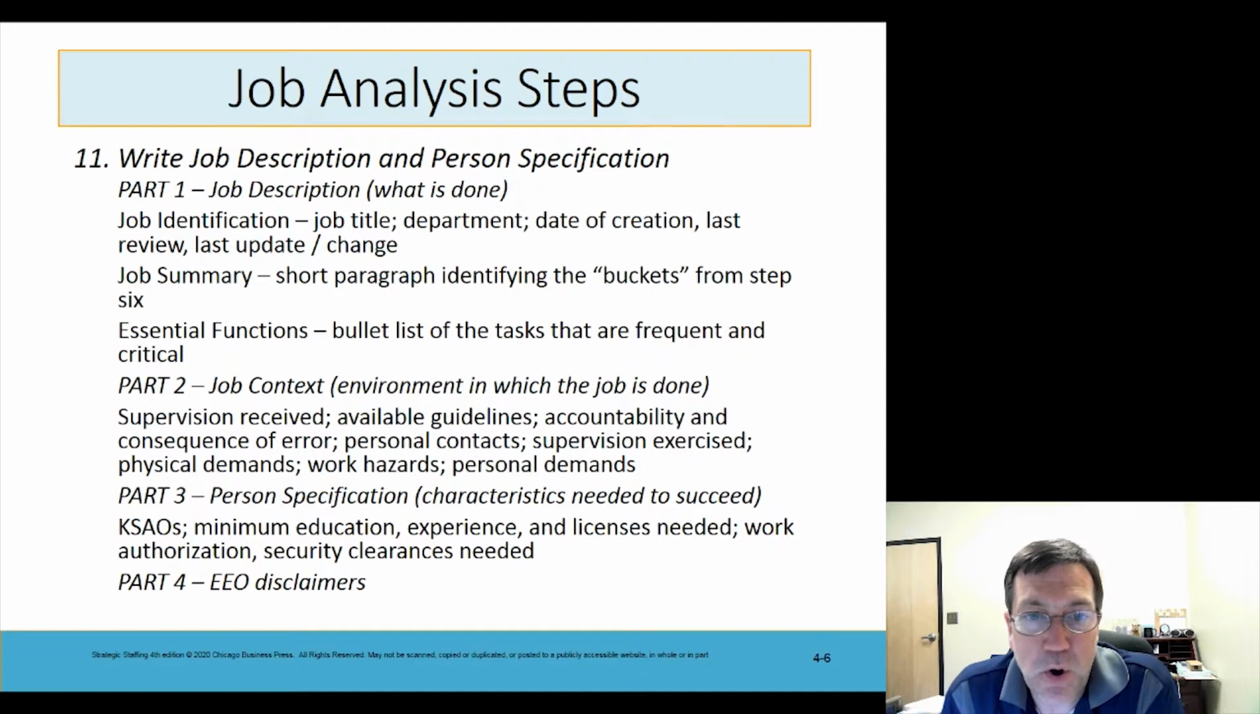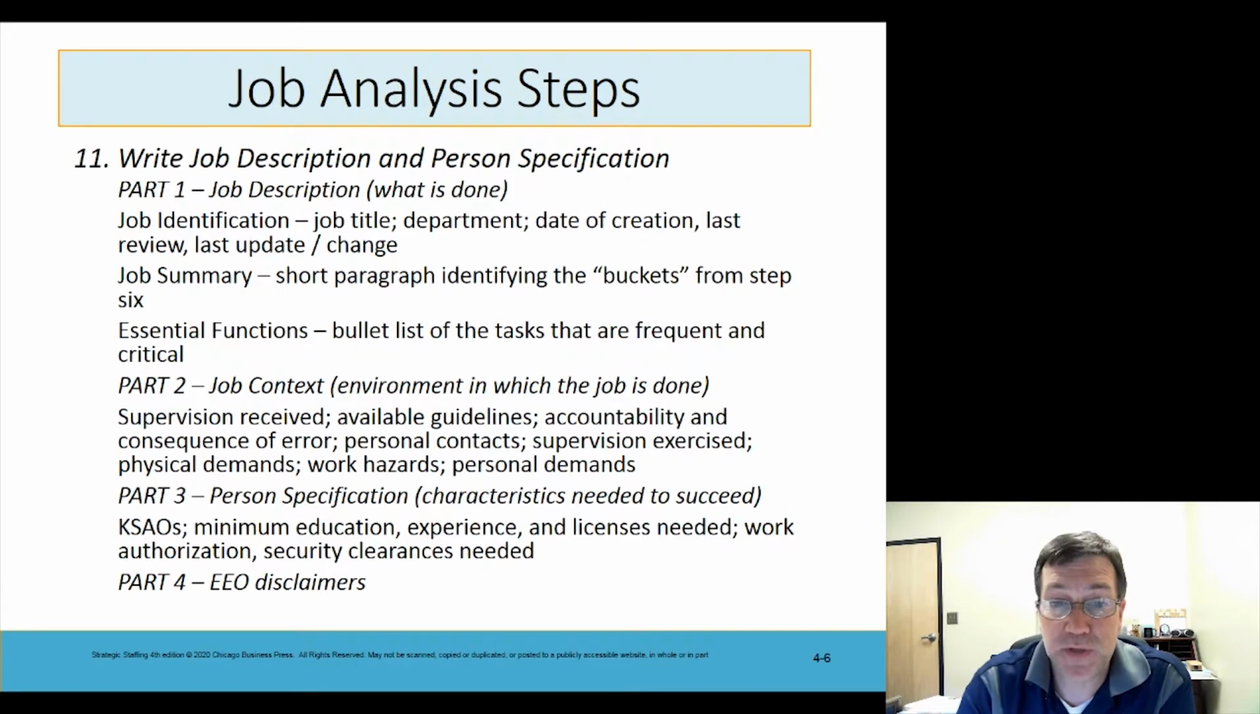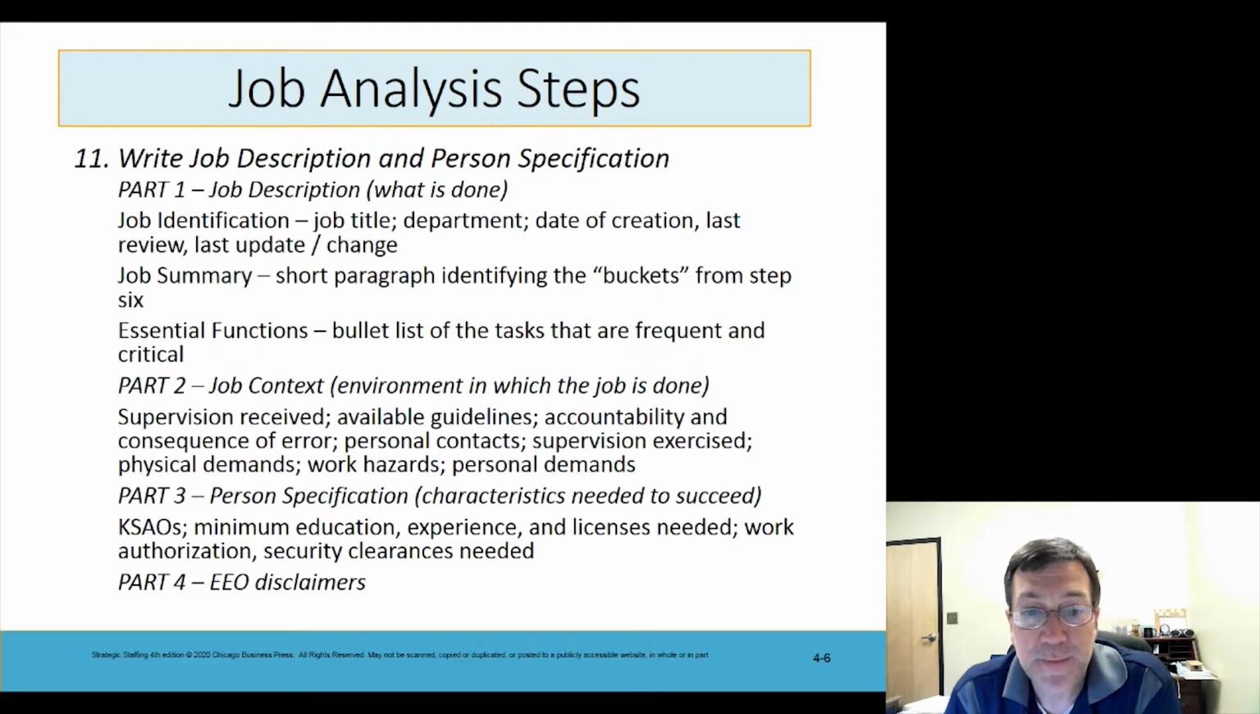The second part, which we really haven't talked about in any of these videos so far, is the job context. That's the environment. And it includes things like, who's your supervisor? You report to this person, and where can I find this person? Are they available if I have questions? Available guidelines. What kind of materials are available if you have questions? There's an employee handbook, there's a training manual, there's an online site. There are co-workers, there are mentors, things like that. What guidelines do I have when I have questions?